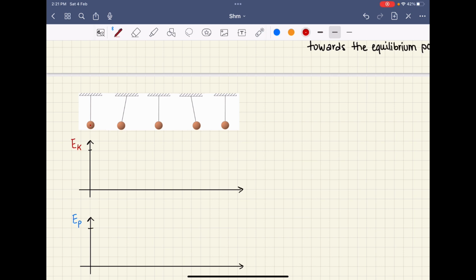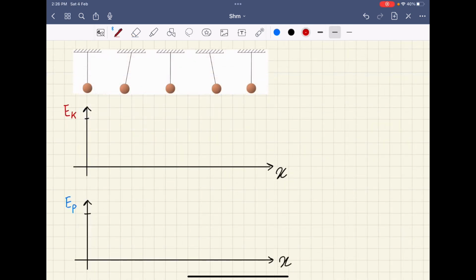Starting with the kinetic energy. So at this point over here, the kinetic energy should be maximum. Let's take this. Okay, note that the variation of the energies is with respect to displacement. Okay, so our x-axis is the displacement.